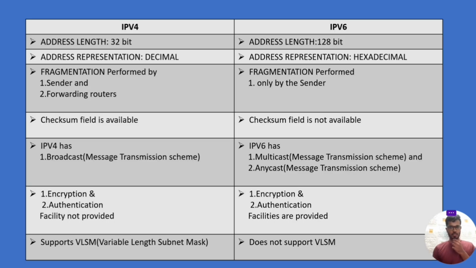So as you can see here, these are the differences between IPv4 and IPv6, Internet Protocol version 4 and Internet Protocol version 6. So first difference is address length. The address length of IPv4 is 32-bit, whereas address length of IPv6 is 128-bit. It is quite big compared to IPv4. Whereas address representation of IPv4 is done in decimal notation, and IPv6 address representation is done in hexadecimal form. These are the first basic two differences between IPv4 and IPv6.